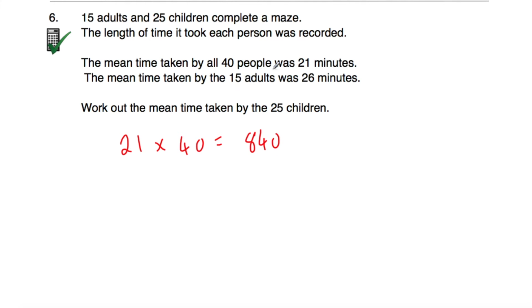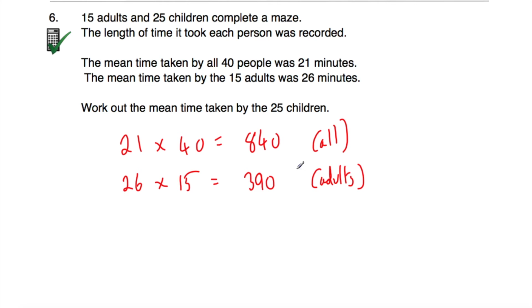Now, if we look at the adults, their mean was 26 minutes. And actually, let's just label this. This is for all people, so that's for everybody. In terms of the adults, if we take their mean, which is 26 minutes, and multiply that by 15, we can see how long it took the adults to do the maze. So if we take 26 and multiply that by 15, that's a calculator question, that's nice, that's 390 minutes. So that's how long it took the adults to complete the maze. So we know how long it took everybody, 840 minutes. We've got how long it took the adults, 390 minutes.